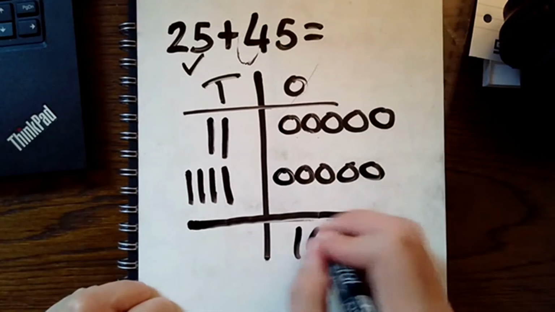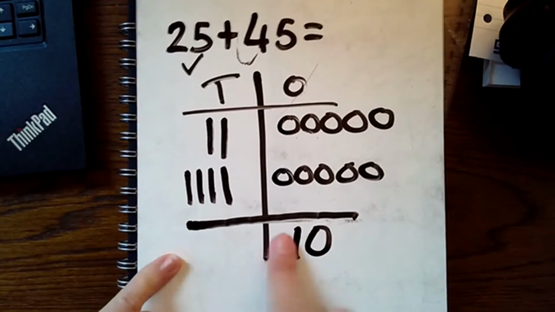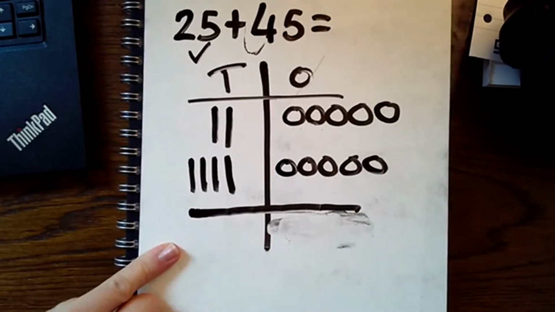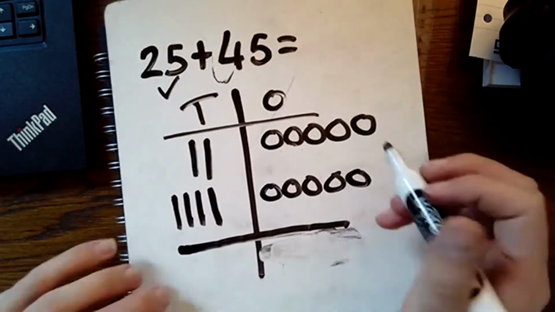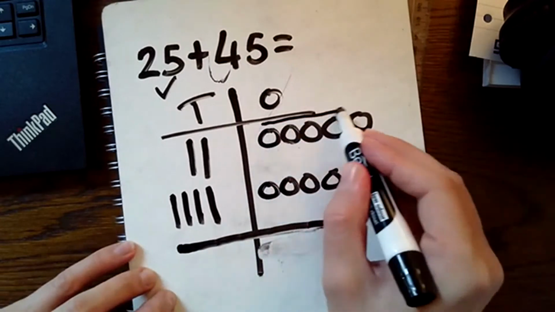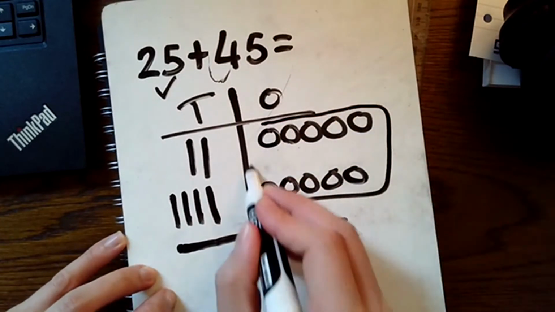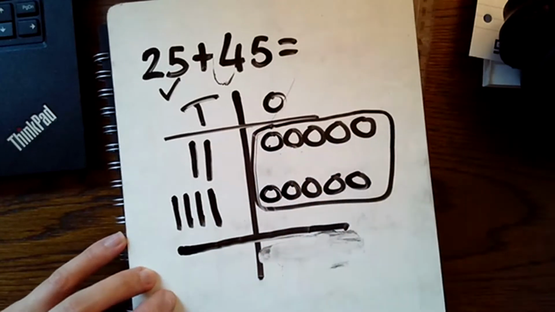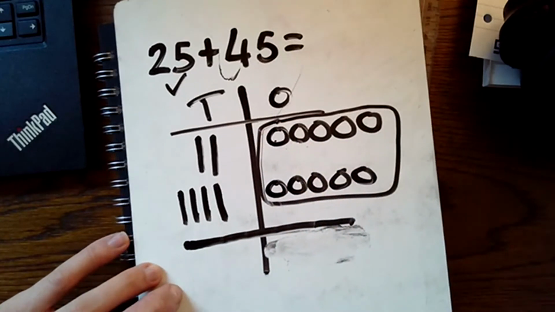Now, I can't write 10 here. Why? Because the biggest number in any place value that I'm allowed is 9. Therefore, I must regroup 10 ones to be 1 ten. And I know I've got 10 there. 1, 2, 3, 4, 5, 6, 7, 8, 9, 10. I need to regroup 10 ones to be 1 ten.